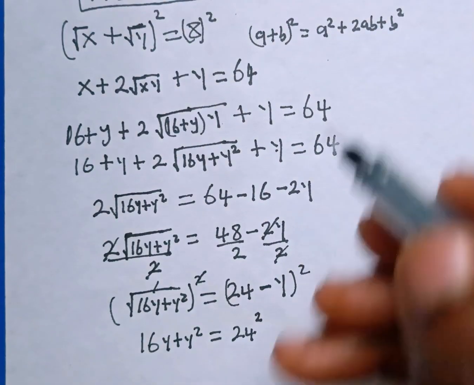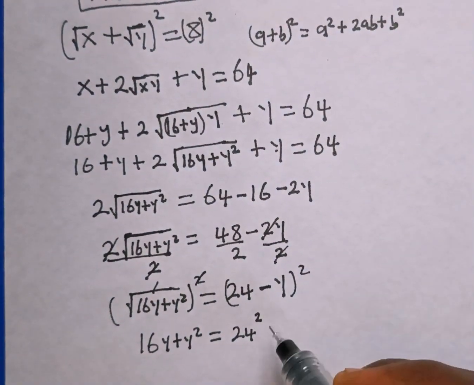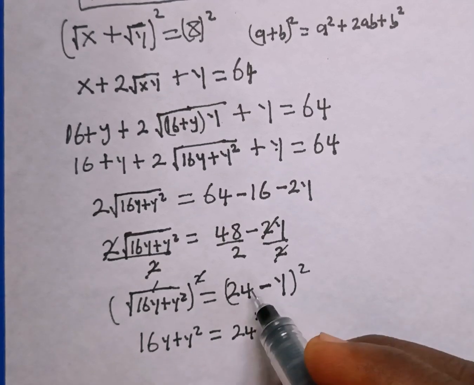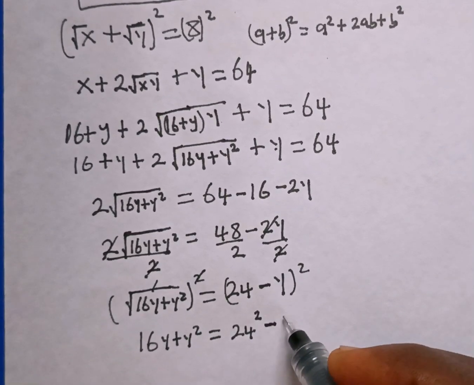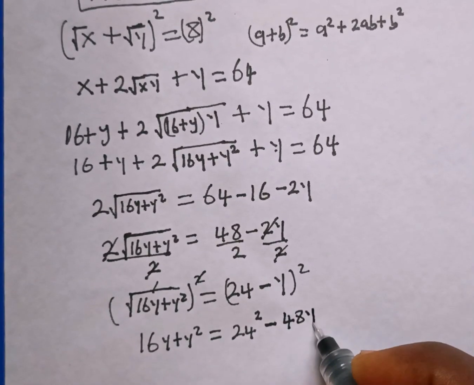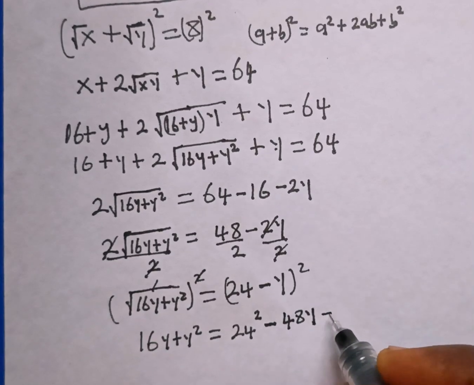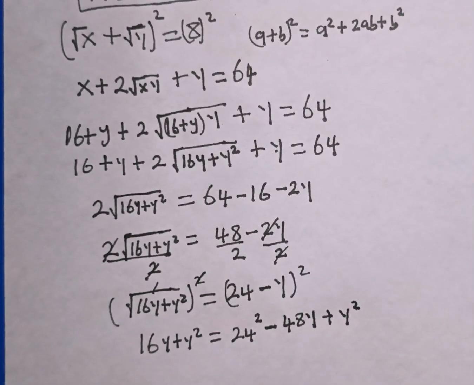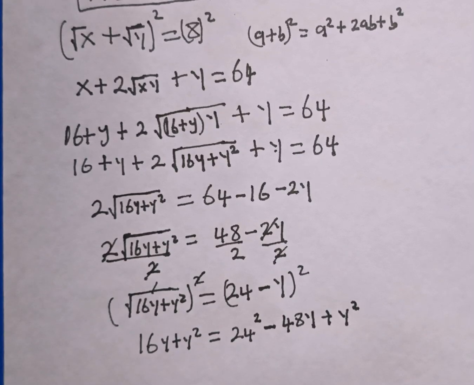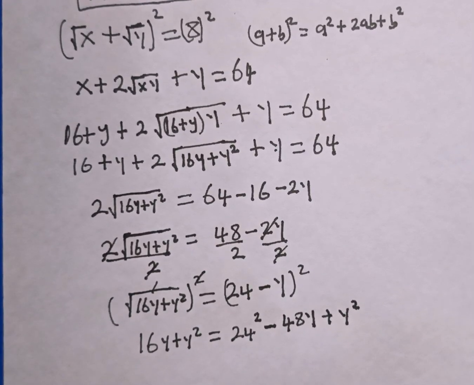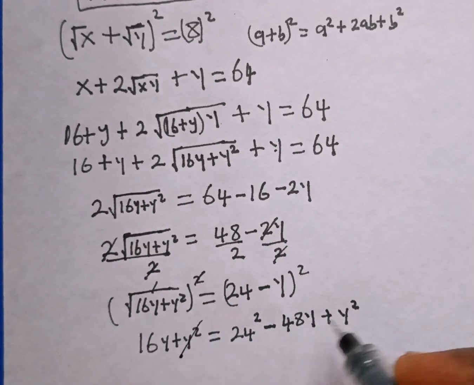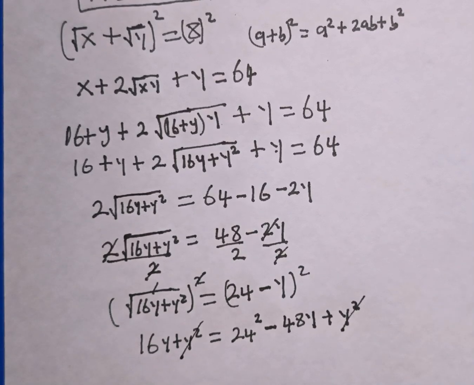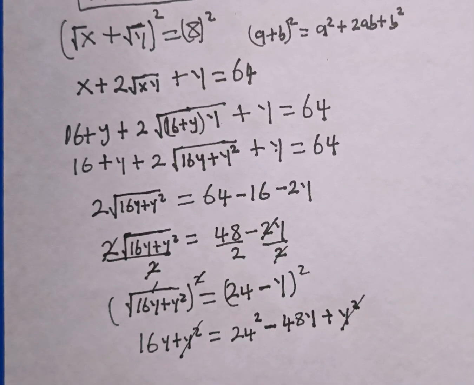Applying this property, we're going to have 24 square, then 2ab. Here it is negative, so this is going to be negative 2ab. 2 multiplied by 24 is going to give us 48y, and then plus y square. Now, the next thing we're going to do is to see if we can cancel anything. As you can see here, we have y square, and also there's y square on the other side of the equation, so they are going to cancel.